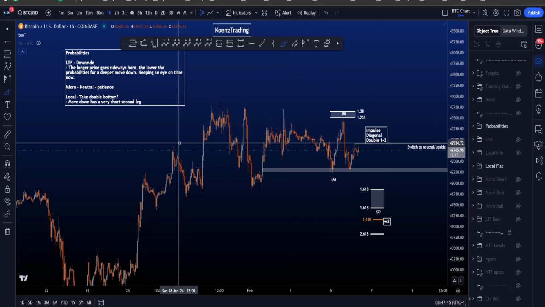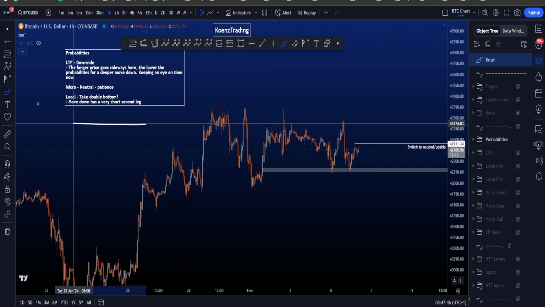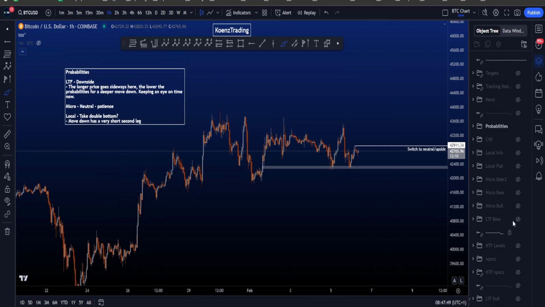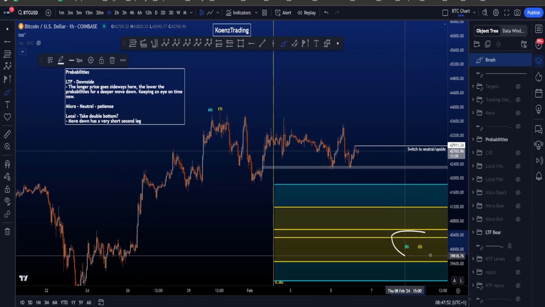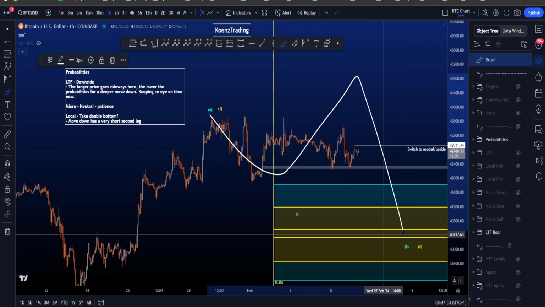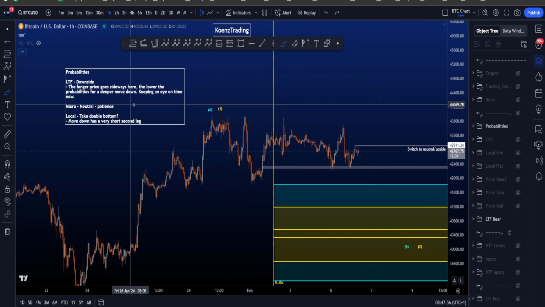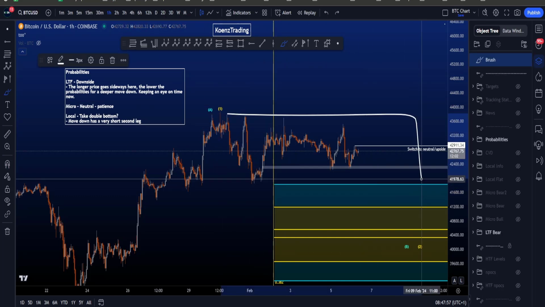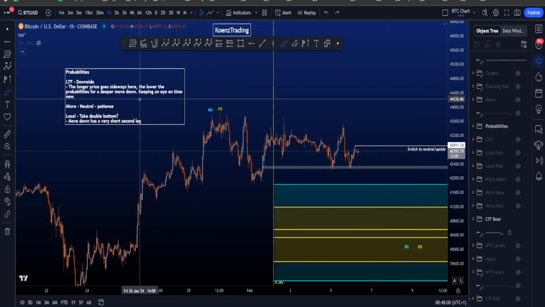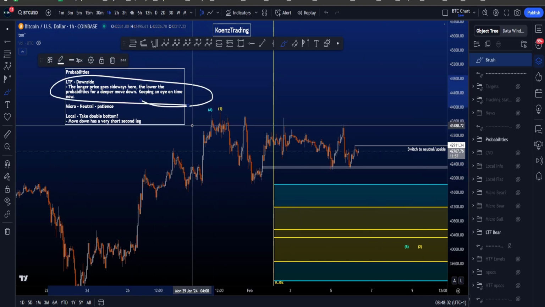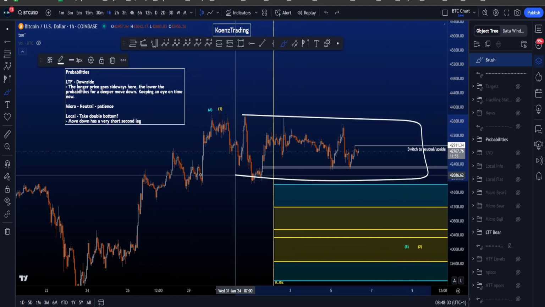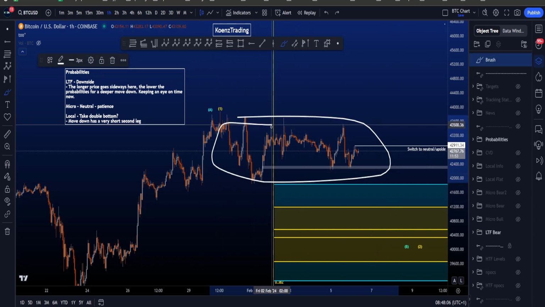But that eventually leads to the probabilities you see on the screen here, that on the 4-hour, right? Probabilities are still higher. We're looking for a B or 2, lower prices, and then a flat structure or potentially continuation. However, as mentioned, the longer price is ranging here, the lower the probabilities for a deeper move to the downside. So we really got to keep an eye on time now, as this range is going to take so long.